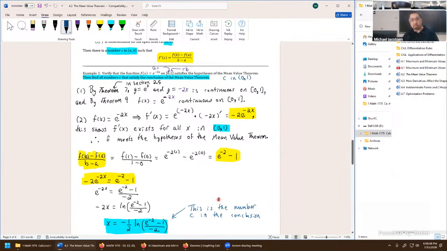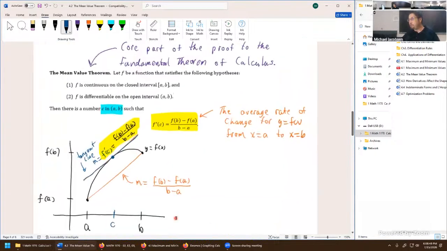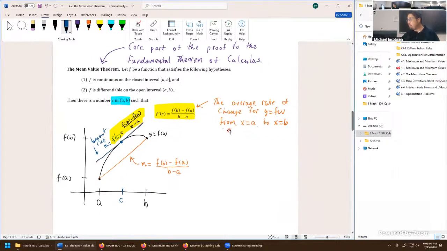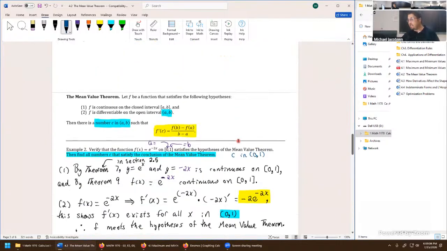Okay, again, there's oftentimes two sides to the story. This is the analytical analysis that we require to get the exact number c, but also there's the geometry of what goes on. That number c has to have a slope for the tangent line that's the same as what this slope would be, the average rate of change, this line right here. And that's something we can check right here. This is something that you'll be asked to take a look into in the homework exercises.